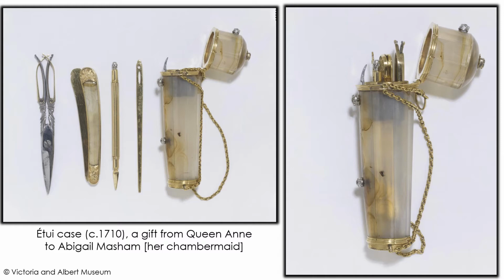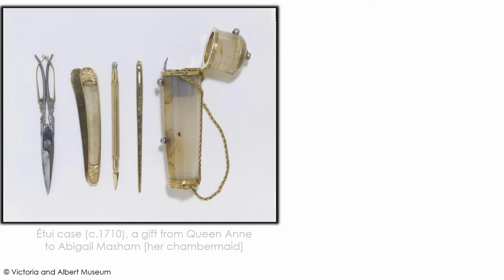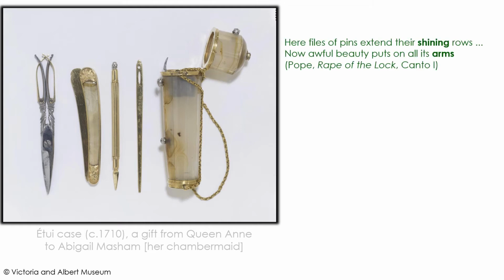These are exquisite, decorative, feminine items as they're cast in the poem, but especially laid as they are in this picture, they could be viewed as weapons. I think the picture on the right almost resembles a kind of tiny quiver of arrows. Belinda's decorative making equipment, so it is decorative equipment which in turn makes Belinda herself more decorative, is described from the opening canto in militaristic terms. Here files of pins extend their shining rows, now awful beauty puts on all its arms.